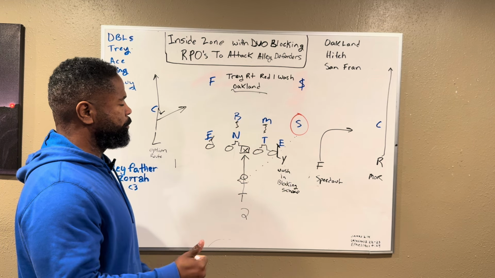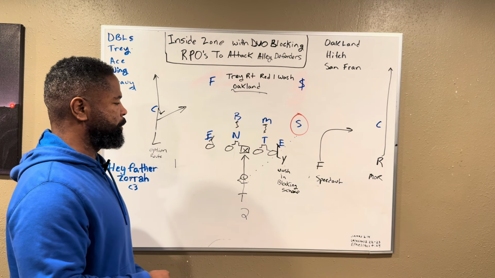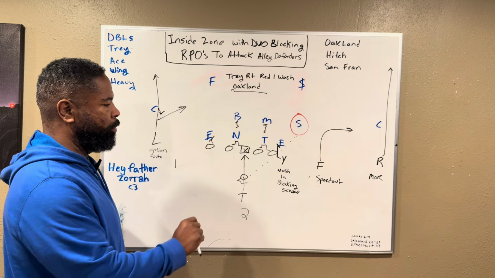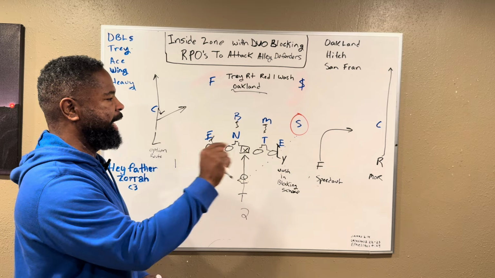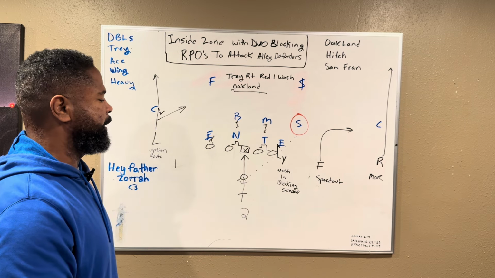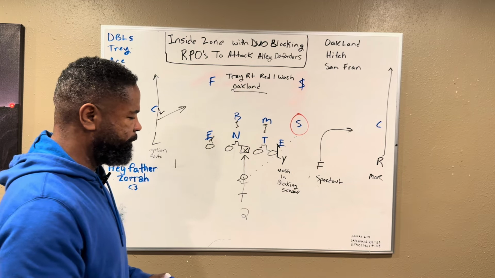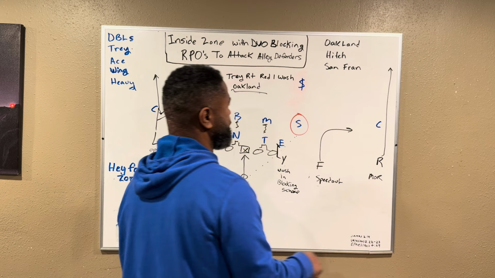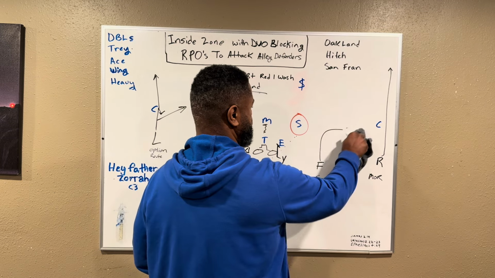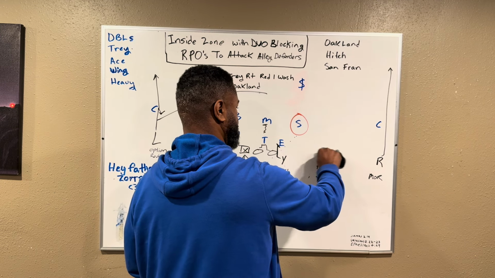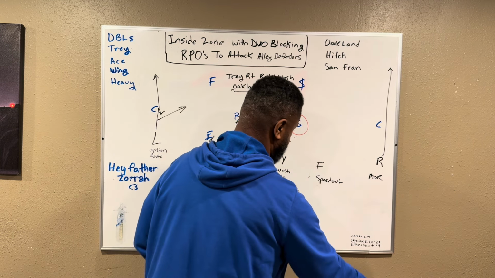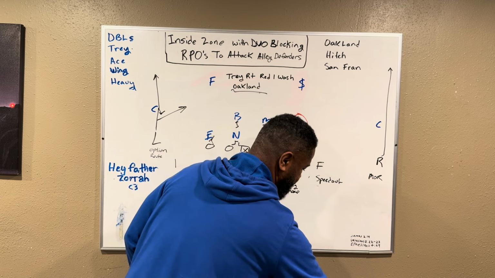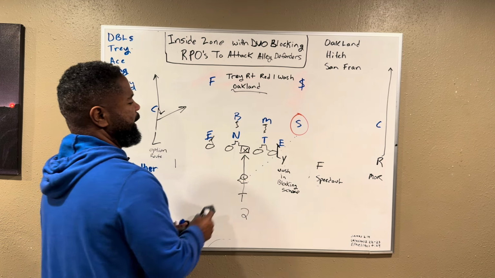So tray right, red one wash, Oakland. Oakland out. Speed out. That is the first way we can attack an alley defender. The next way, we can just throw a hitch. So we would just say, hey, tray right, red one wash, hitch.